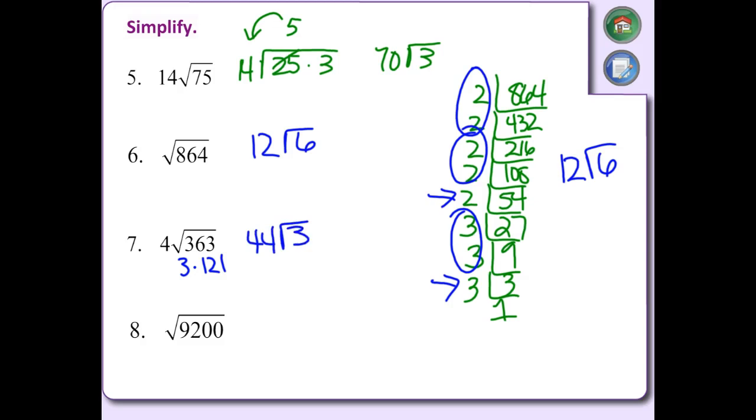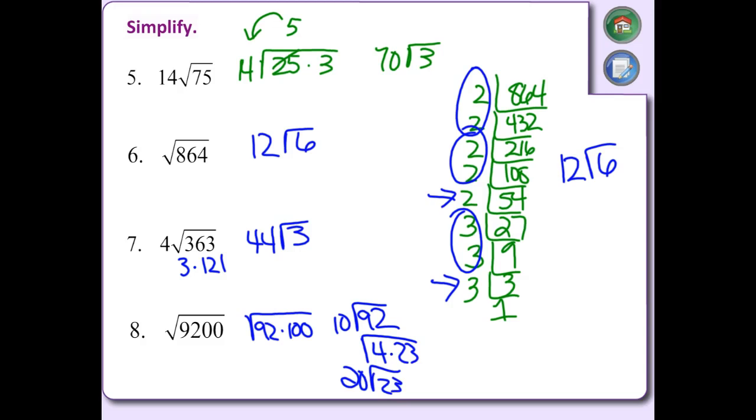And then number 8. Well, let's see. What do you think we got? Well, you could say 92 times 100, because that would work. So then we would have 10 root 92. Now, how are we going to divide 92? 2 goes in there, but 4 also goes in there. This is actually 4 times 23. So we get 20 square root of 23.